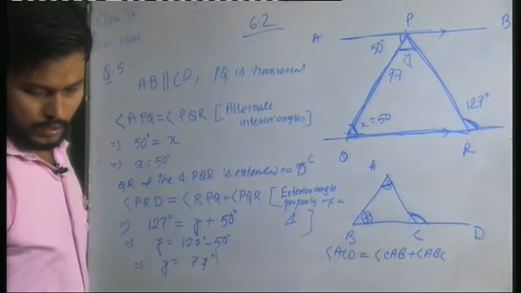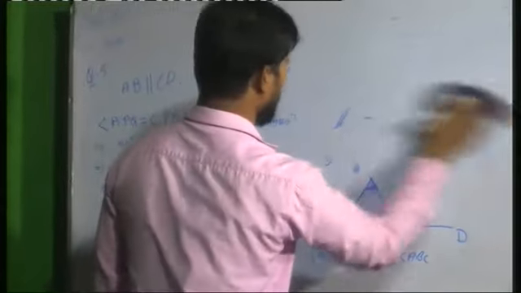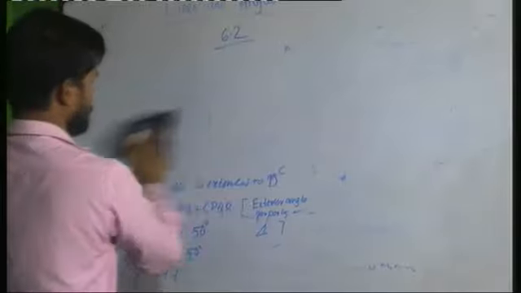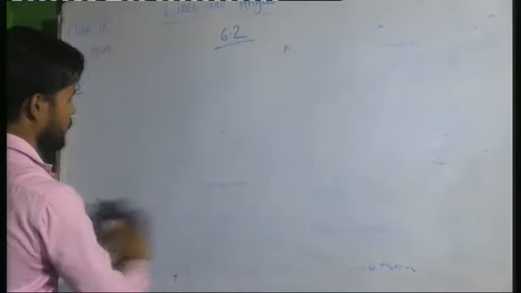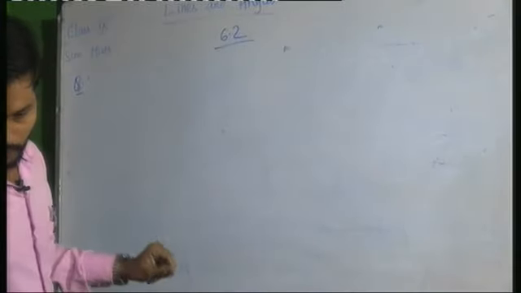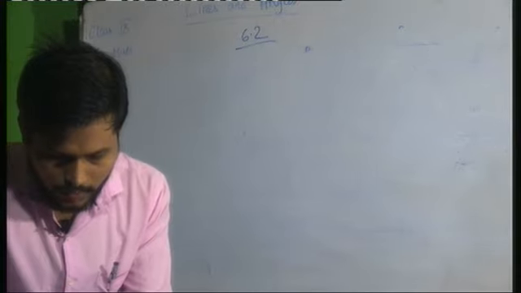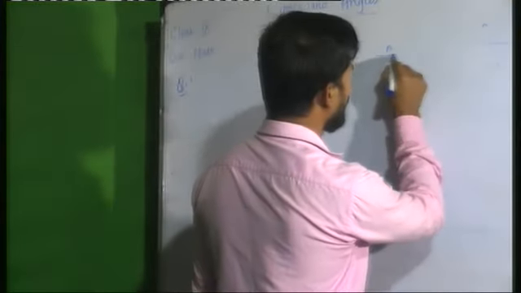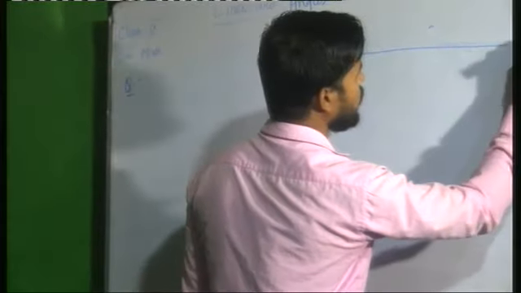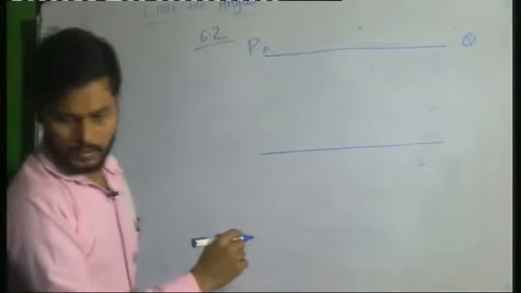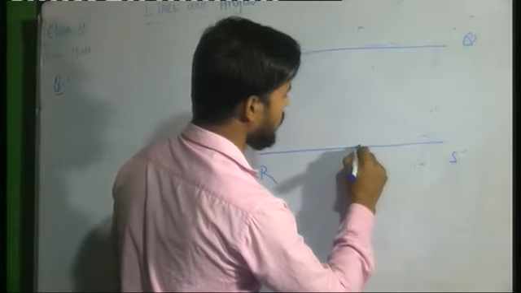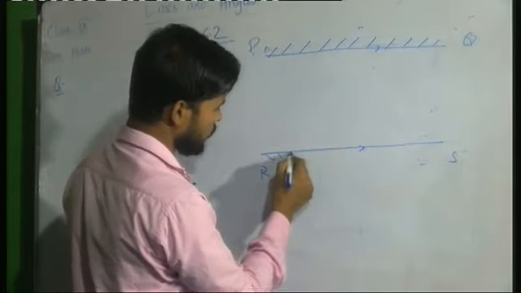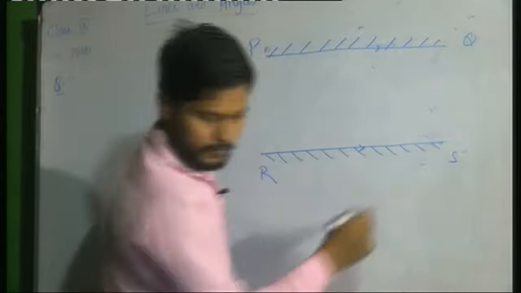Okay, now the last question of this exercise, question number 6. In figure 6.33, PQ and RS are two mirrors placed parallel to each other. So there are two mirrors. One mirror is PQ, and another mirror is RS. The mirrors are parallel to each other.